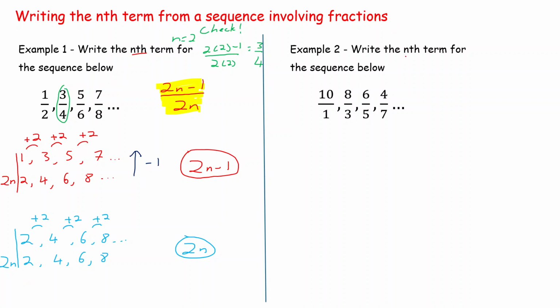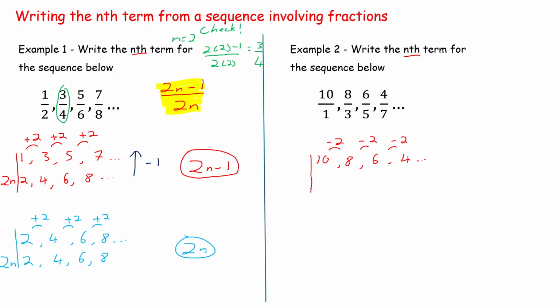Again, to write down the nth term of the sequence, we just consider the top sequence, 10, 8, 6, 4, and then the bottom sequence, 1, 3, 5, 7. So let's begin by looking at the top sequence, which is 10, 8, 6, and 4. And this time we're decreasing. We're going down by 2 from term to term. So -2 decrease, -2 decrease.